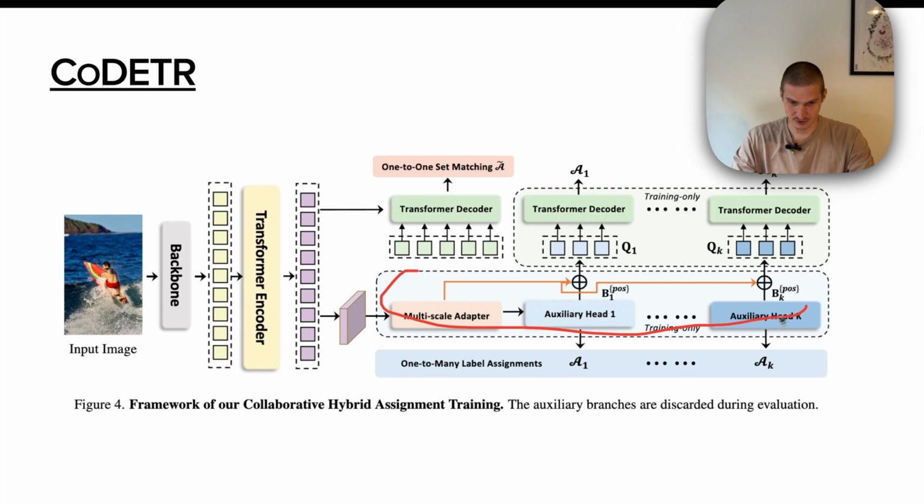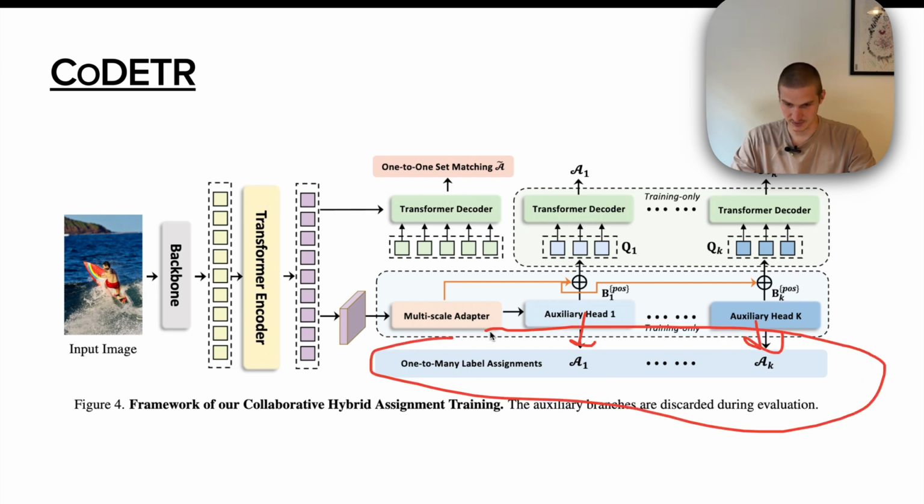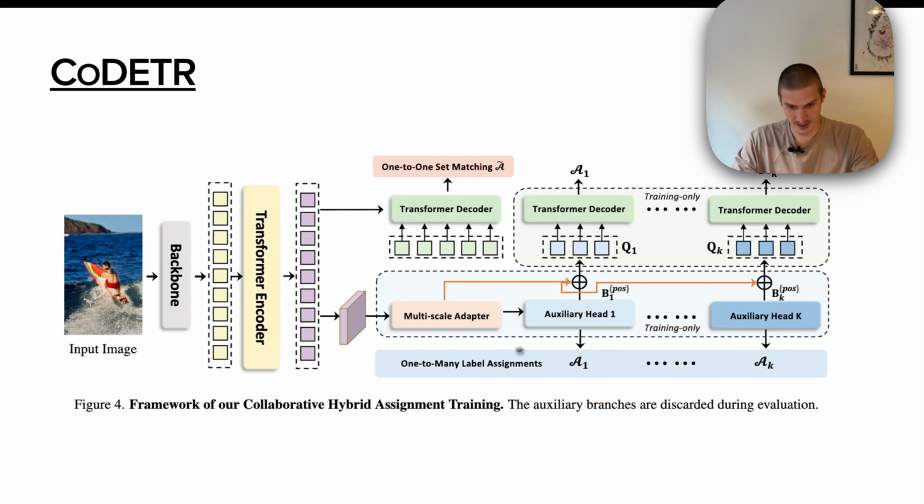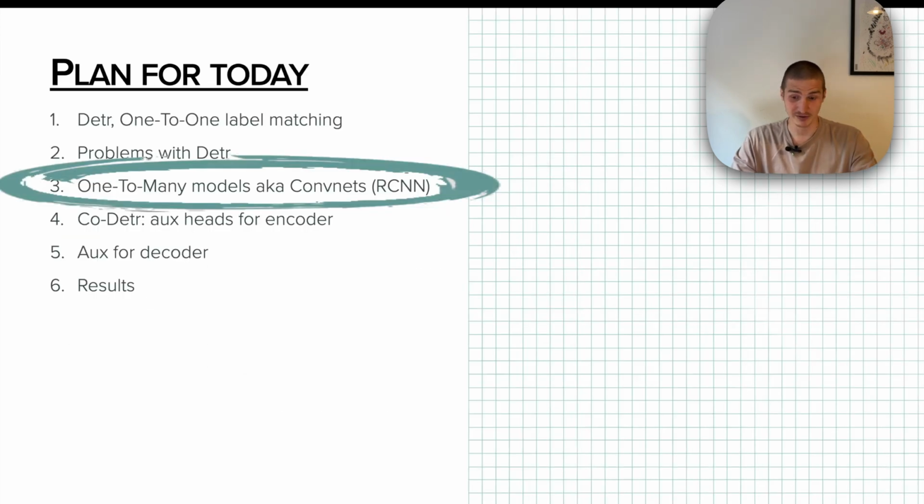So we'll have these auxiliary heads, which are convolution-based networks. And then they are also predicting something and are connected to some sort of loss themselves. And they also are used to generate some sort of queries for the transformer decoder as well, which helps train the decoder. Now, before we dive into that, let's have a quick reminder of how convolutional neural networks work for object detection.